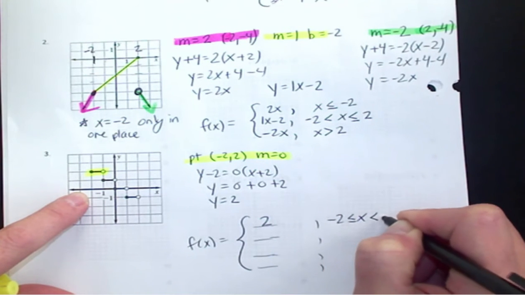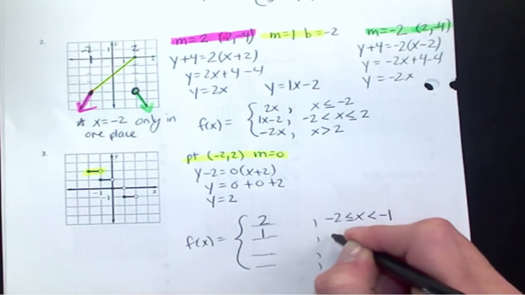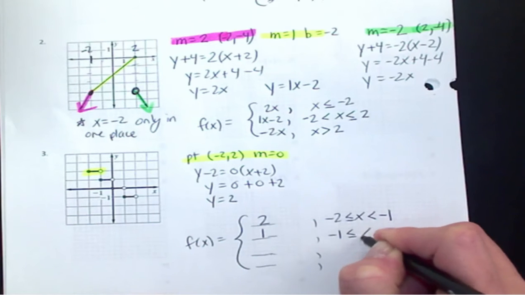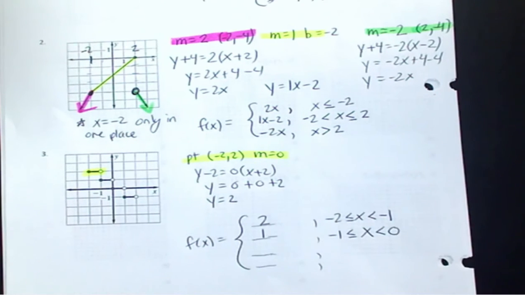Closed, open. Closed, open. This is called a step function, right? Because it looks like a staircase, but it's still just the equation of lines.